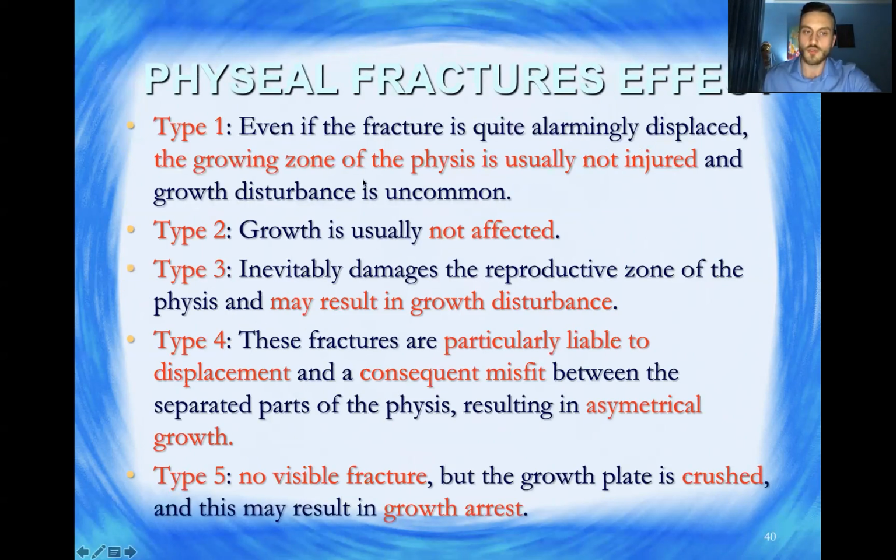Usually type 1, even if the fracture is quite alarming and displaced, usually there are no growth disturbances. In type 2, it's not affected. In type 3, it may result in some growth disturbances. Type 4, it's more and more, and it might give you asymmetry in the epiphyseal growth. And finally, type 5, which is the worst, might give you growth arrest.